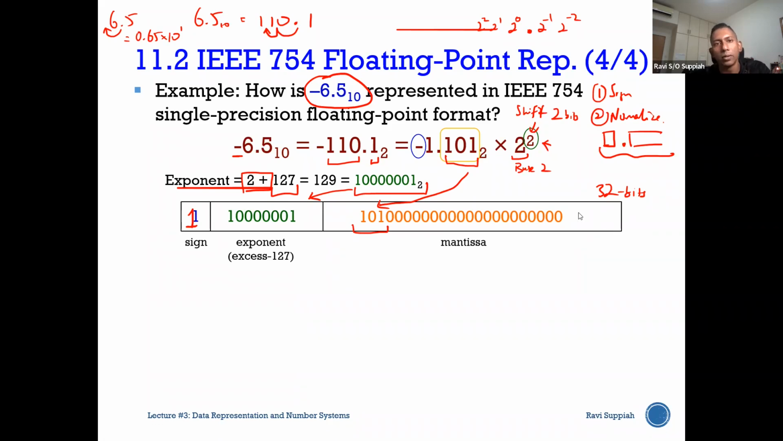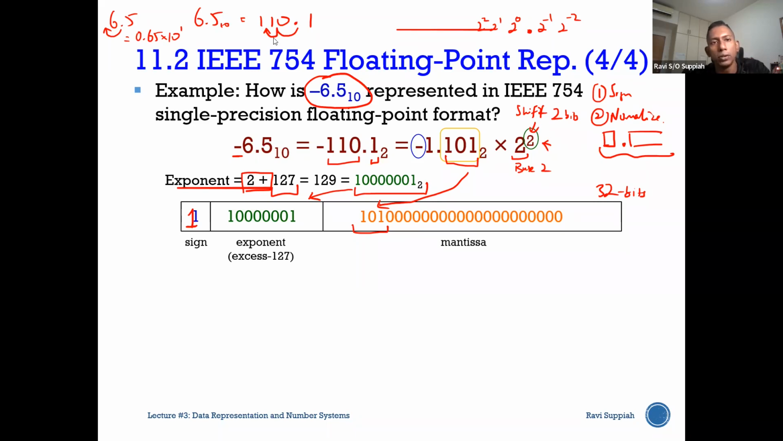Okay, so these are the only 3 steps that you need to do. First step is, okay, you have a negative number, the sign bit is a 1. All right. Next, after that, you convert your value to a binary form. And once you convert to a binary form, you normalize. So to normalize, you shift the decimal point until you have only a single digit at the left-hand side.